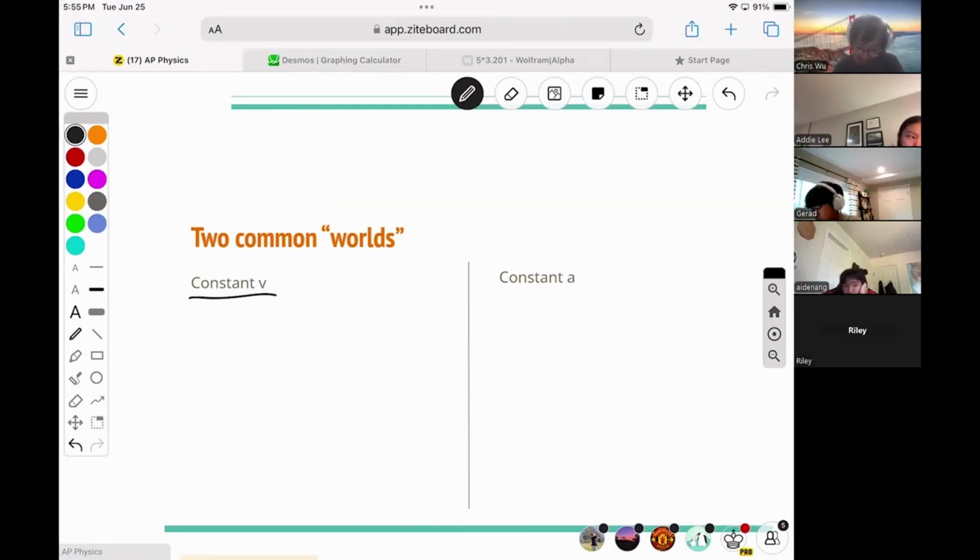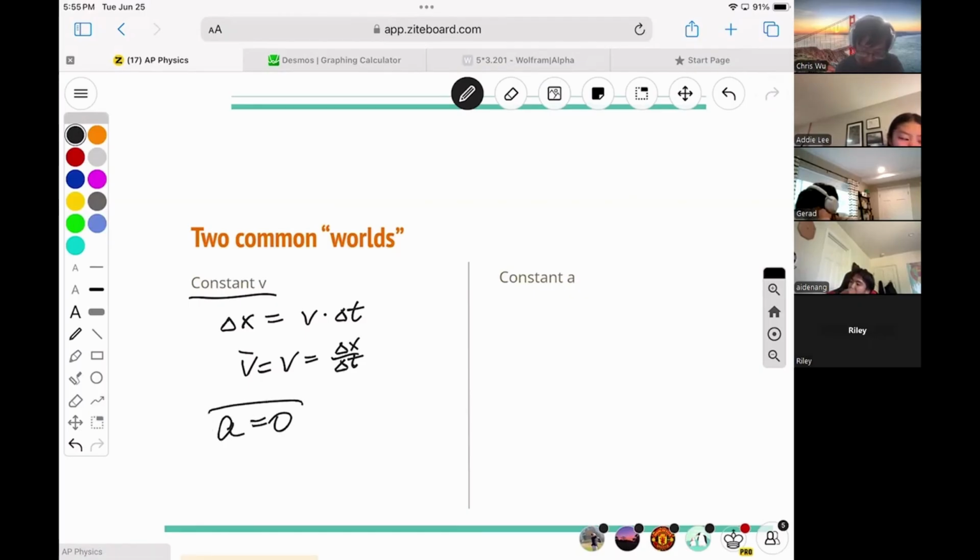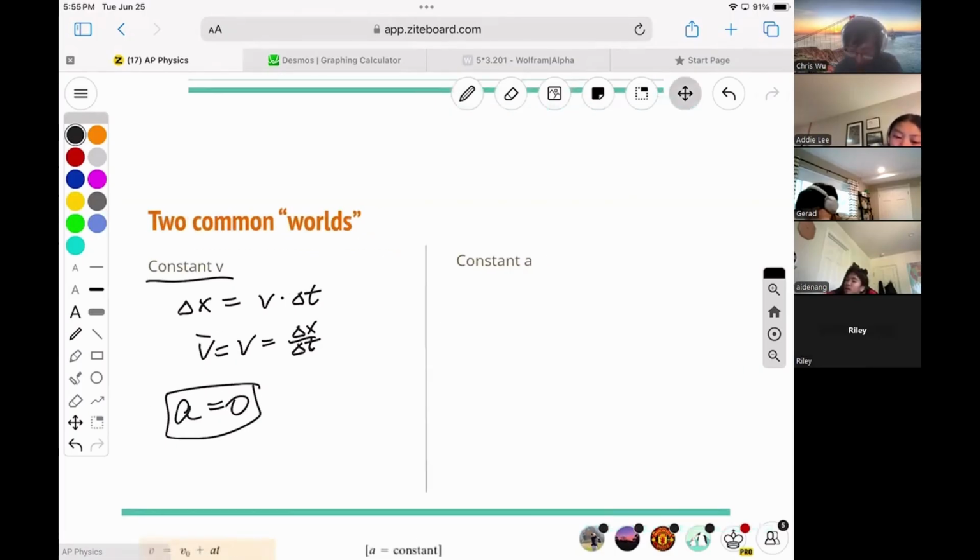So the equations for that are very straightforward. Your delta x is simply v times delta t, or your average velocity is your instantaneous velocity, and that is delta x over delta t. And your acceleration is 0. We'll get to what acceleration is later, but knowing that, then we have a constant acceleration.